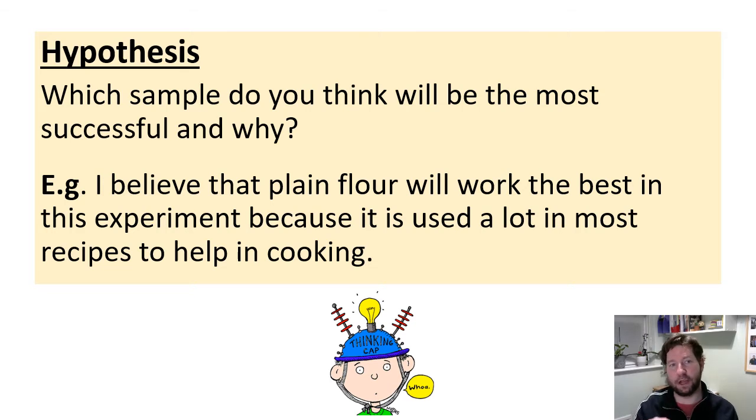For example, there's an example there. I believe that plain flour worked the best in this experiment because it is used a lot in most recipes to help in cooking. It doesn't have to be the right answer. It's a guess, and then you judge it all towards the end. As the experiment goes on, you can justify it at the end. It's you basically working through it. It's how a scientific process works in this experiment, and how all experiments in food work.